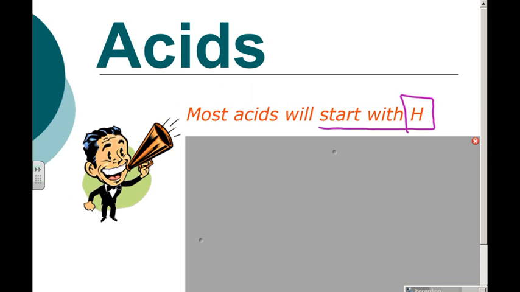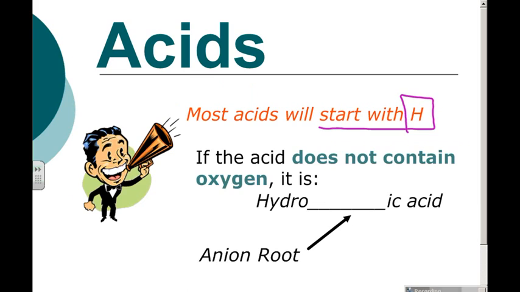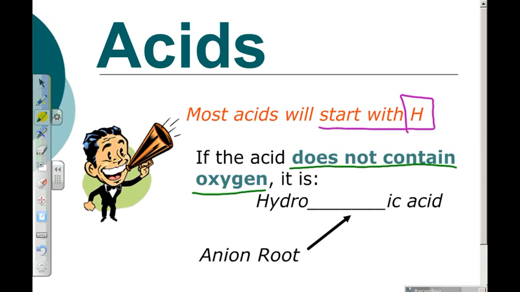When we name acids, we'll cover the easiest rule first. If you have an acid that does not contain oxygen, so nowhere in its formula does it have a capital O, then the name of that acid always follows this pattern. The name will be hydro-blank-ic acid. You'll notice there's a blank in there. That blank would be filled in based on what the anion is that formed that acid.